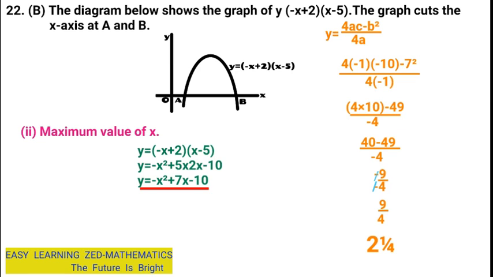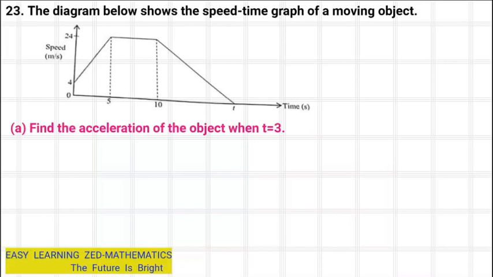Okay, let's go to question 23. I'm sure that's the last one. Okay, question number 23 was as follows. The diagram below shows the speed time graph of a moving object. So I urge you to pause the video and look at the graph given. Make sure you take note of the highest speed, the speed where the object started moving, as well as the time given. Okay, you need to take note of that.